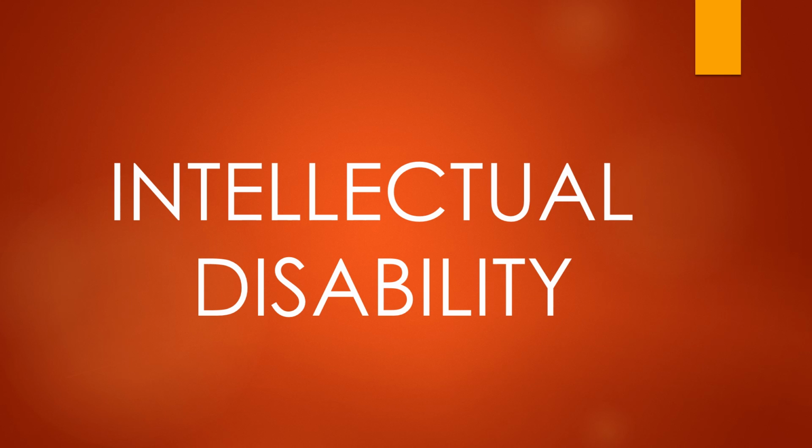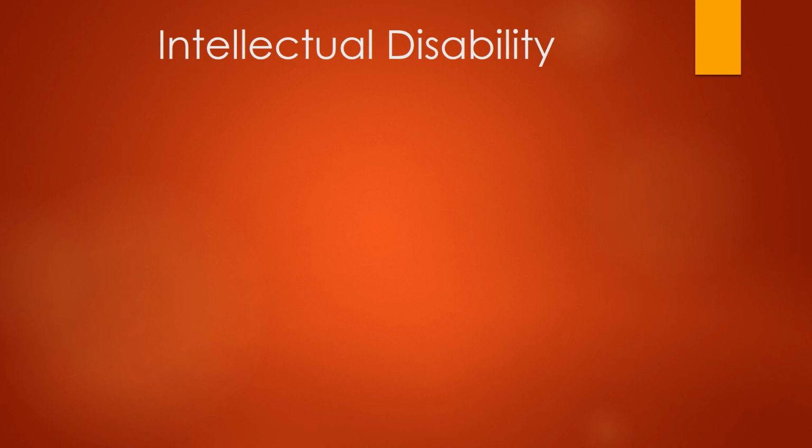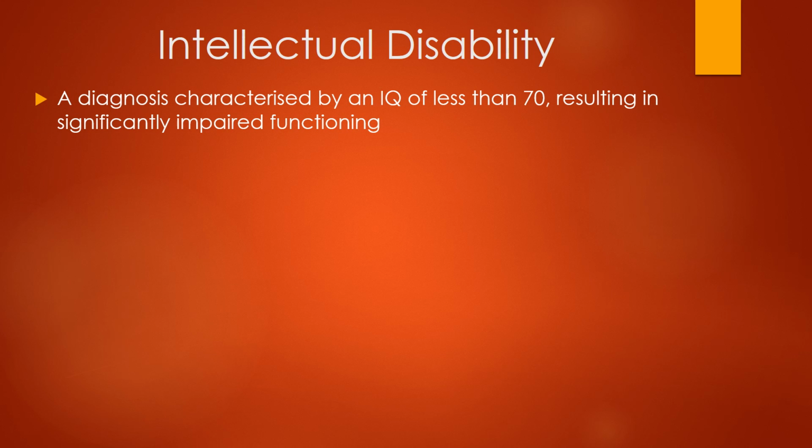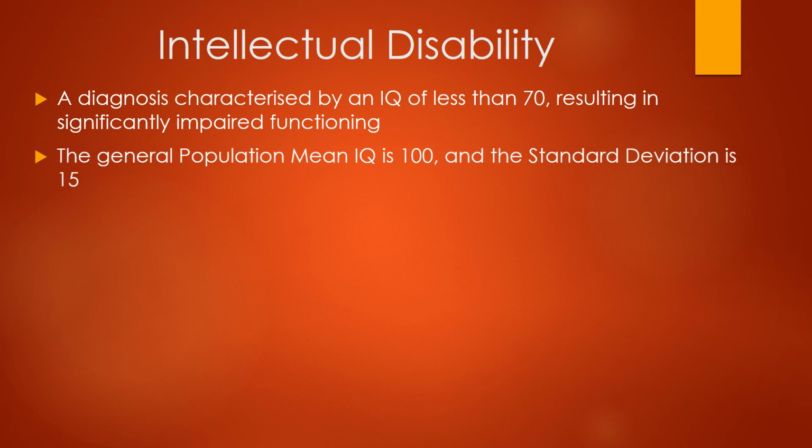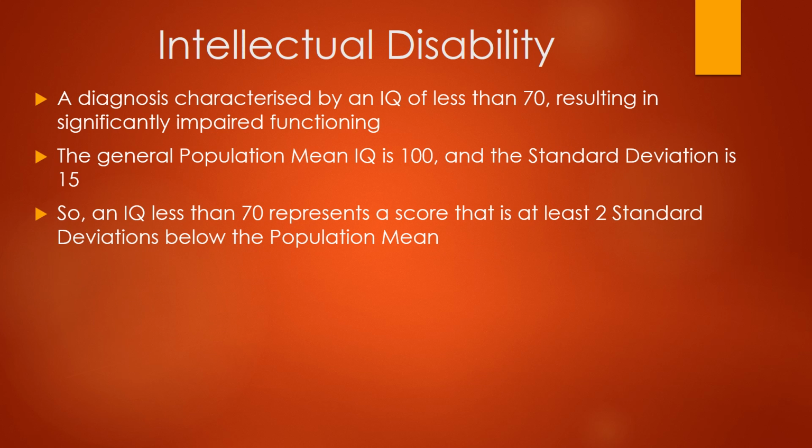We now move on to intellectual disability. This is a diagnosis characterized by an IQ of less than 70 that results in significantly impaired functioning. The general population mean IQ is 100 and the standard deviation is 15. So an IQ less than 70 represents a score that is at least 2 standard deviations below the population mean.